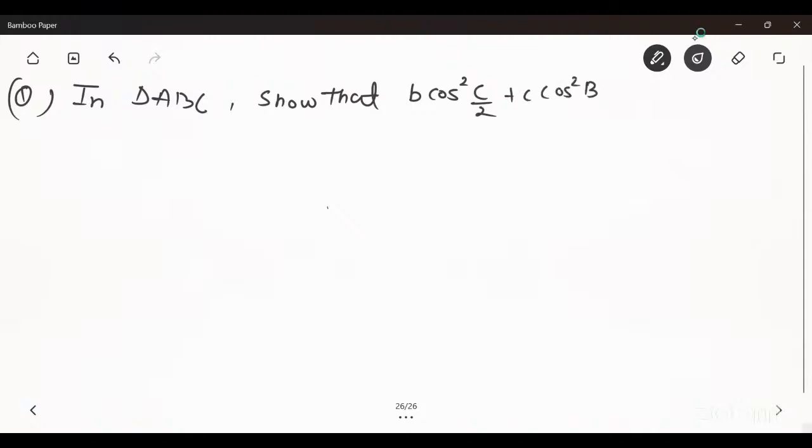Okay. Now, the first question of properties of triangle is: in a triangle ABC, show that b cos square C by 2 plus c cos square B by 2 is equal to s.